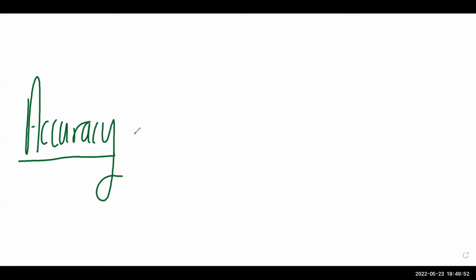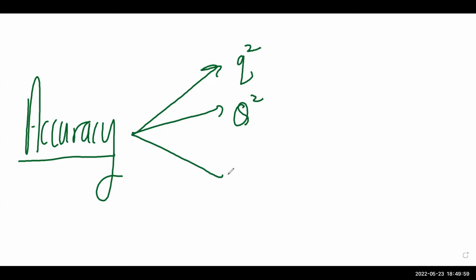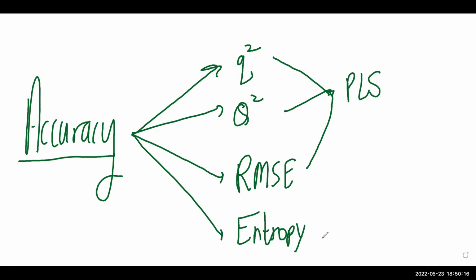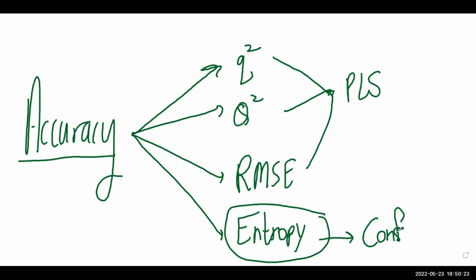Now, one more thing. Whenever I say accuracy, it is measured by Q square, capital Q square, and then RMSE. In some software, we also calculate entropy. These three values we get from PLS. Software like neural networks also gives you the value of entropy. Entropy means confusion. High confusion is always bad, low confusion is always good. So the lower the value of entropy, the better the result.